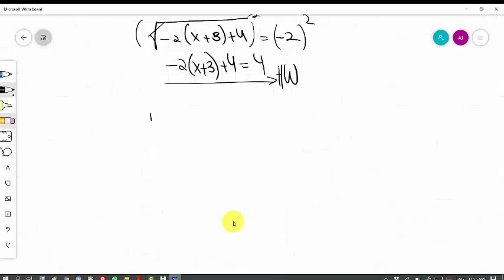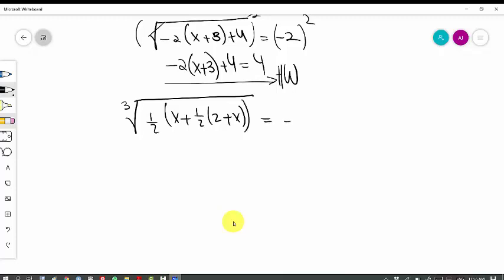Second example, 1/2 of x plus 1/2 of 2 plus x under the third root is equal to... Now in order to solve this radical equation, I have to remove this third root, and for that I raise both sides of the equality to the power 3.